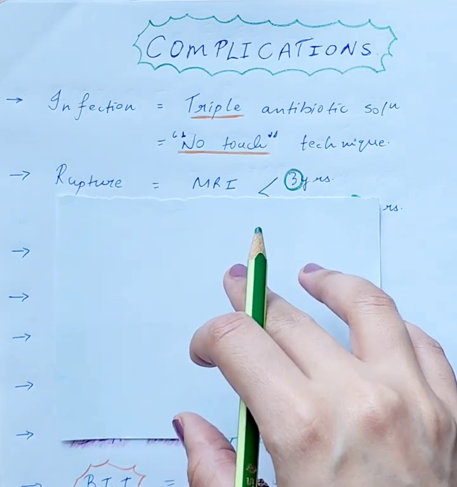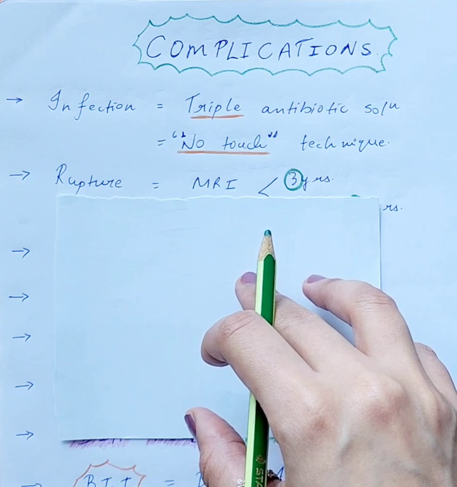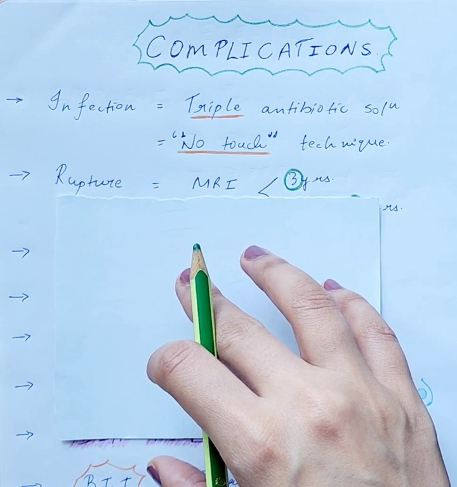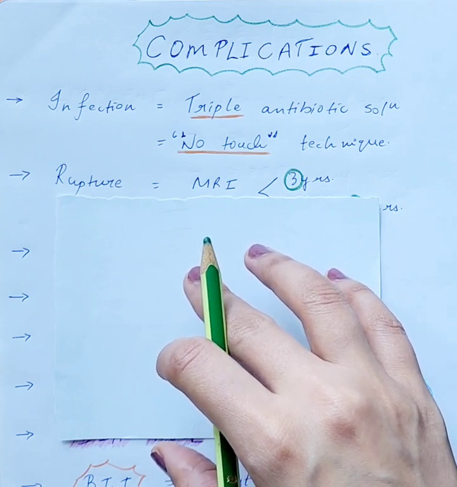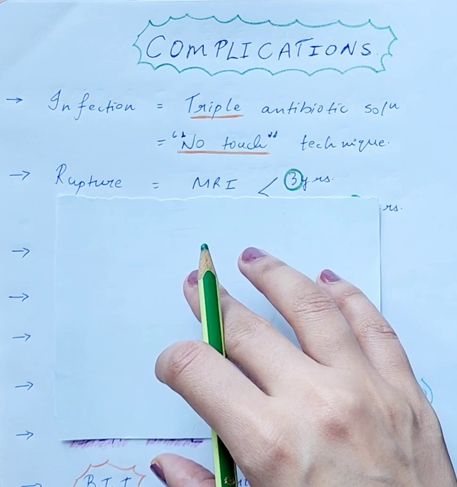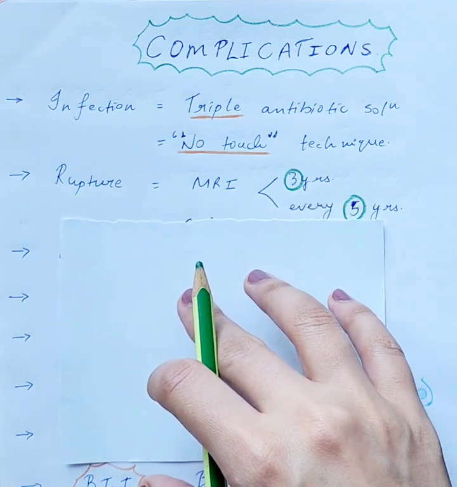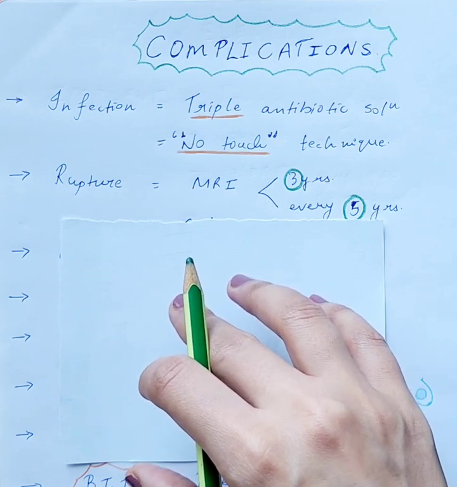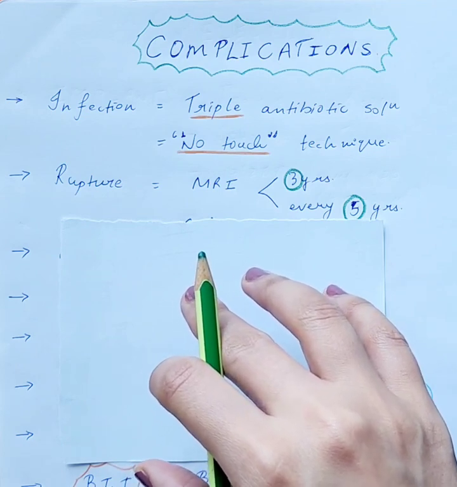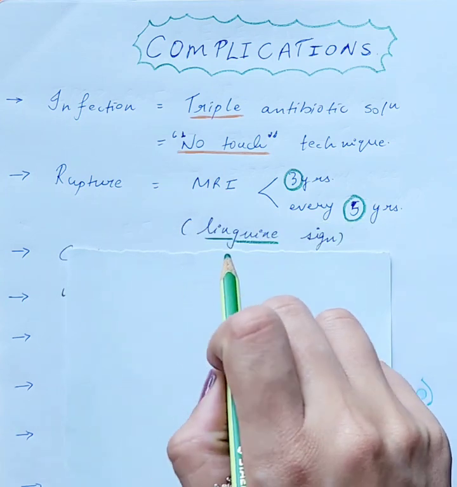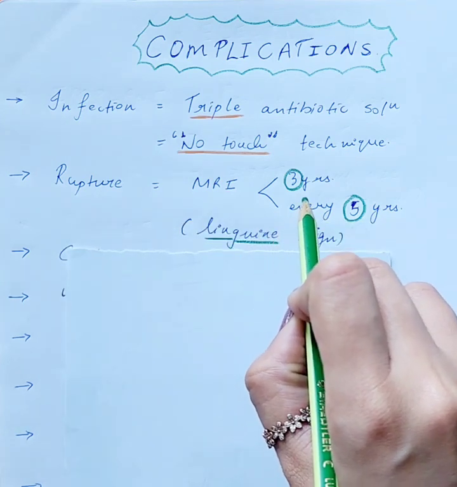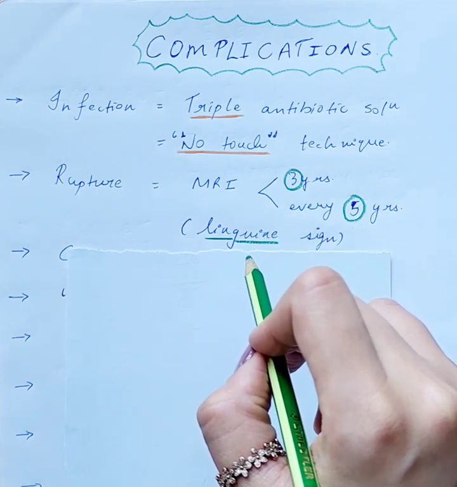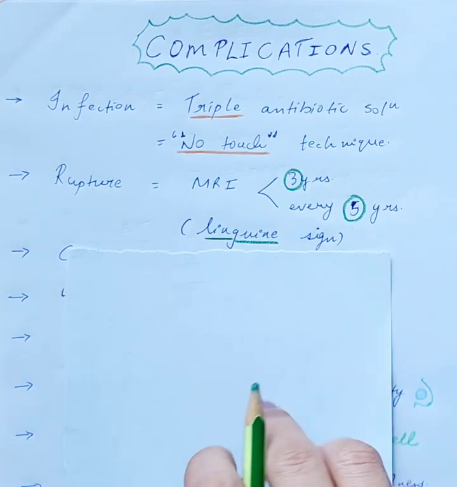Rupture of the implant is known to occur, which can be seen on the MRI. Usually an MRI after 3 years is recommended to make sure that the implant is in proper condition, and thereafter a checkup with MRI every 5 years is recommended. In case of rupture of an implant, the leak of silicone is seen in the MRI film and it is known as the Linguini sign. It appears in a semi-curved form like the shape of linguine pasta. That's where it gets its name from.